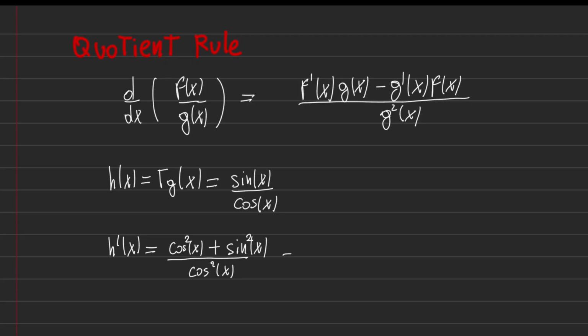Oh, but here sine squared of x plus the cosine squared of x is equal to 1, so I can rewrite it as 1 over cosine squared of x, where I used that the numerator is just equal to 1.